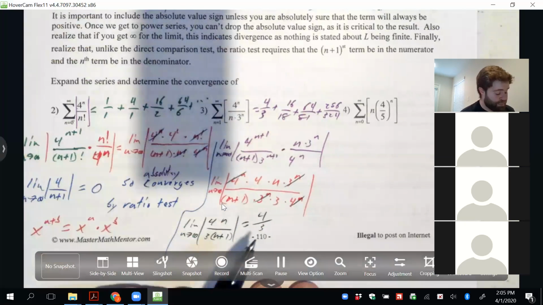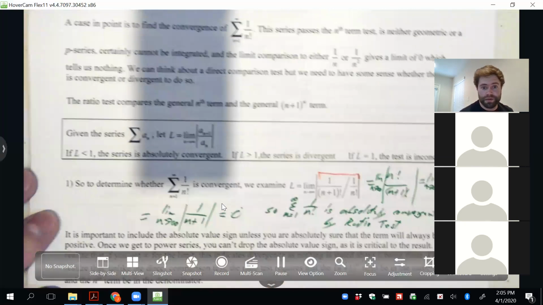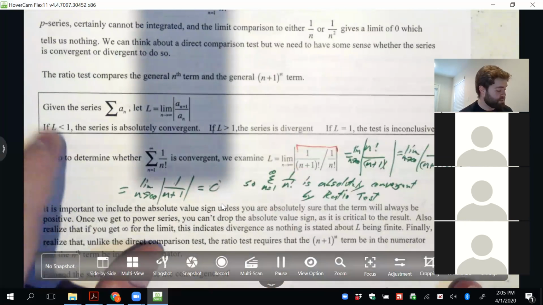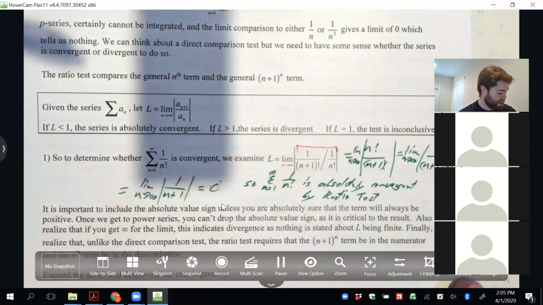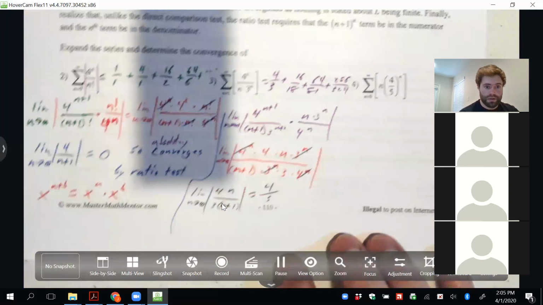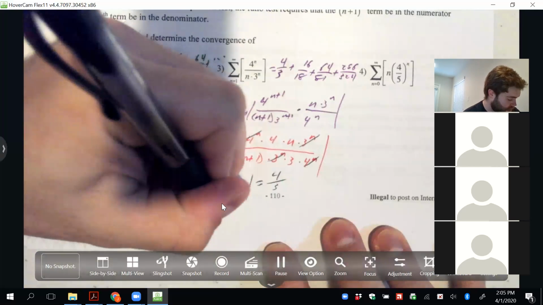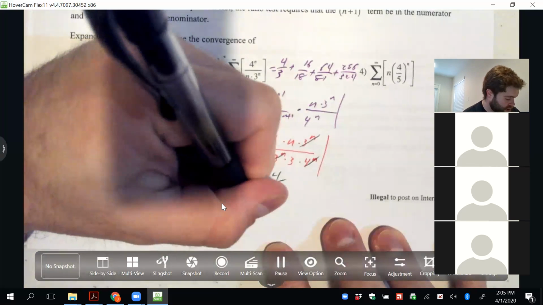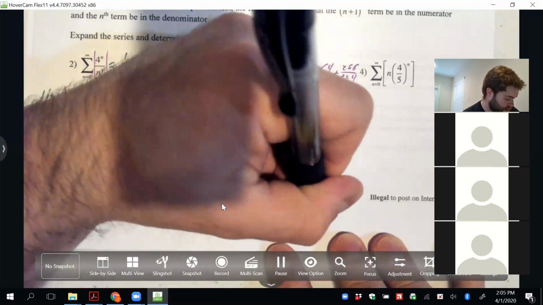So, since this limit is bigger than 1, it will diverge. That's the main difference here between convergence and divergence with ratio test. If the limit we get is less than 1, converges. If the limit we get is bigger than 1, diverges. So 4/3 is bigger than 1, so it diverges. So diverges by ratio test.